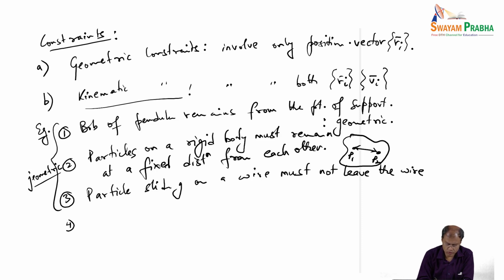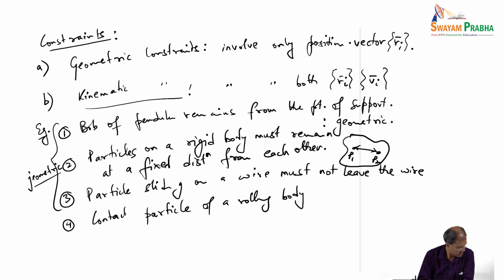And then we could also have another case where we have a contact particle of a rolling body on a fixed surface. So we are talking, let's say, about a circle, and the circle is moving on a fixed surface, and we are talking about a contact particle on the circle. So there will be a constraint.